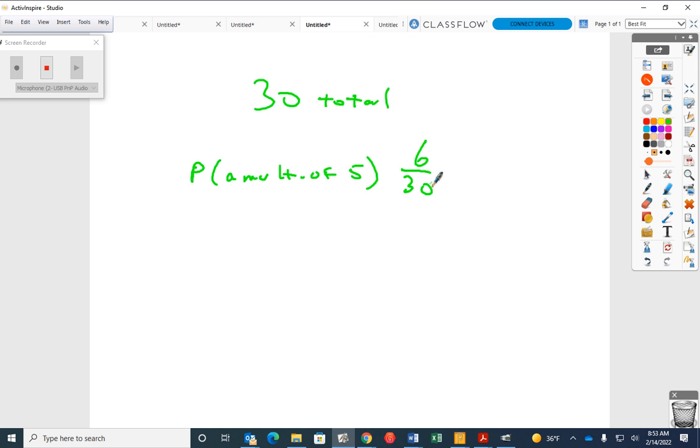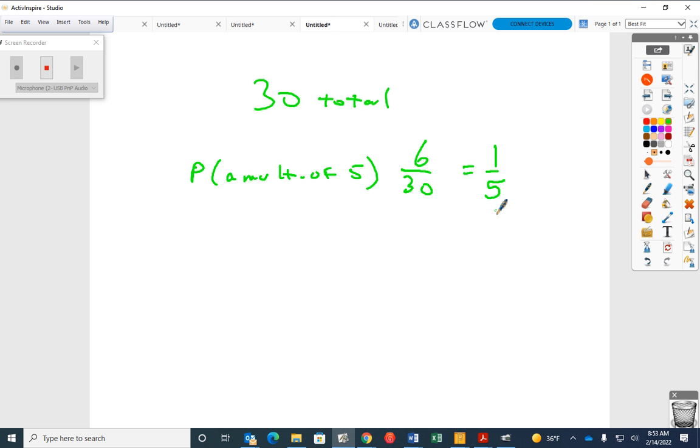Now, what can I do with that? If I'm going to simplify this, divide by 6. How many times does 6 go into 6? 1. And how many times does 6 go into 30? 5. Okay, so the probability of that happening would be 1 in 5.